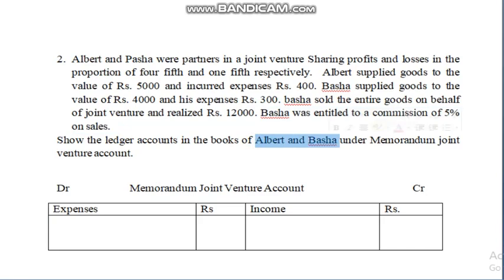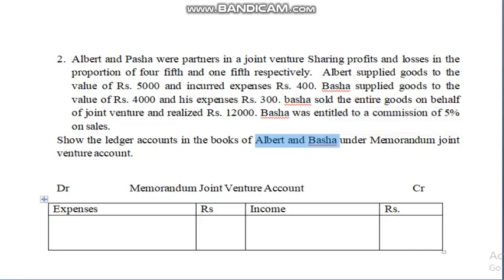Here we have to prepare the personal account of Albert and also the personal account of Basha under memorandum joint venture account. So first prepare the memorandum joint venture account. As I said in the previous video, memorandum joint venture is similar to the joint venture account and there is no significant difference between them. On the debit side, we record all the expenses and on the credit side, we record all the incomes.